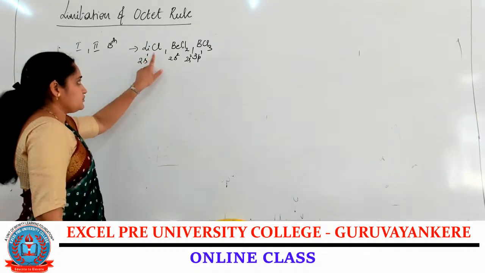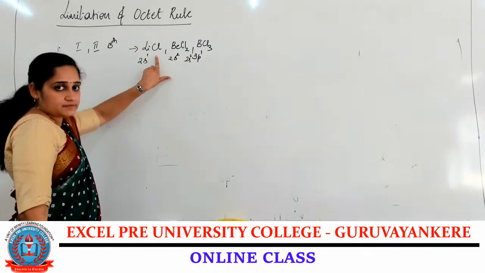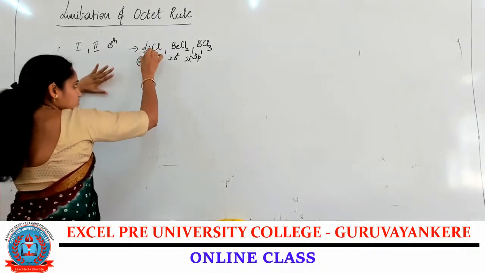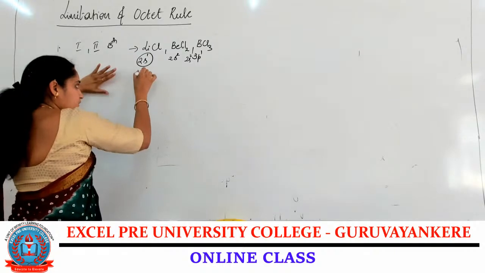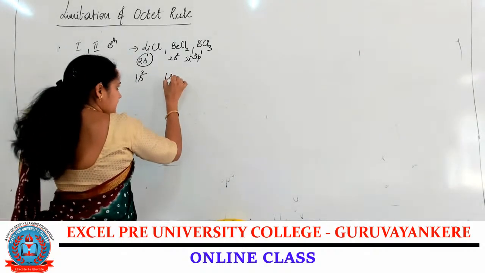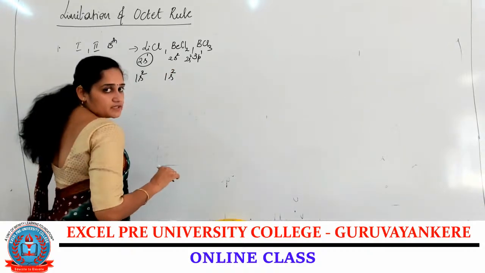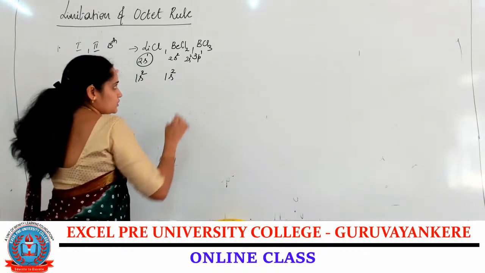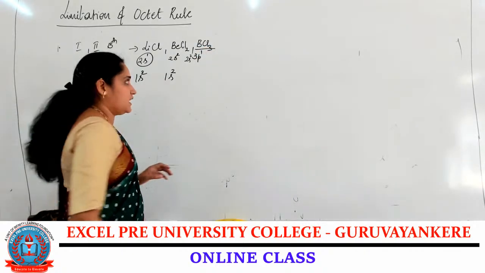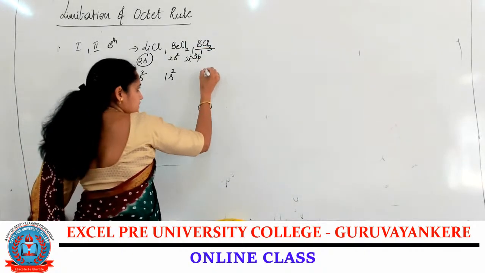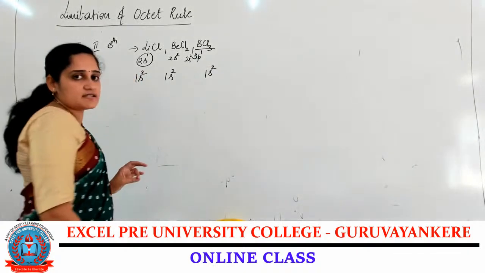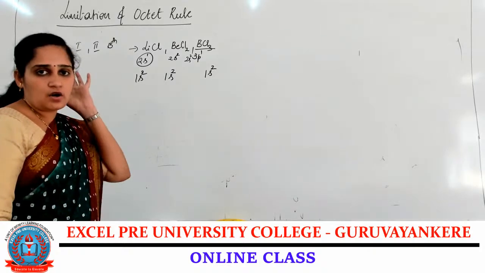During the formation of lithium chloride molecule, lithium loses 1 electron, so it attains only 1s2 electronic configuration. Then beryllium, again 1s2, while forming beryllium chloride. When it is forming boron trichloride, again it is attaining 1s2 electronic configuration, isn't it? So it is not attaining the octet.